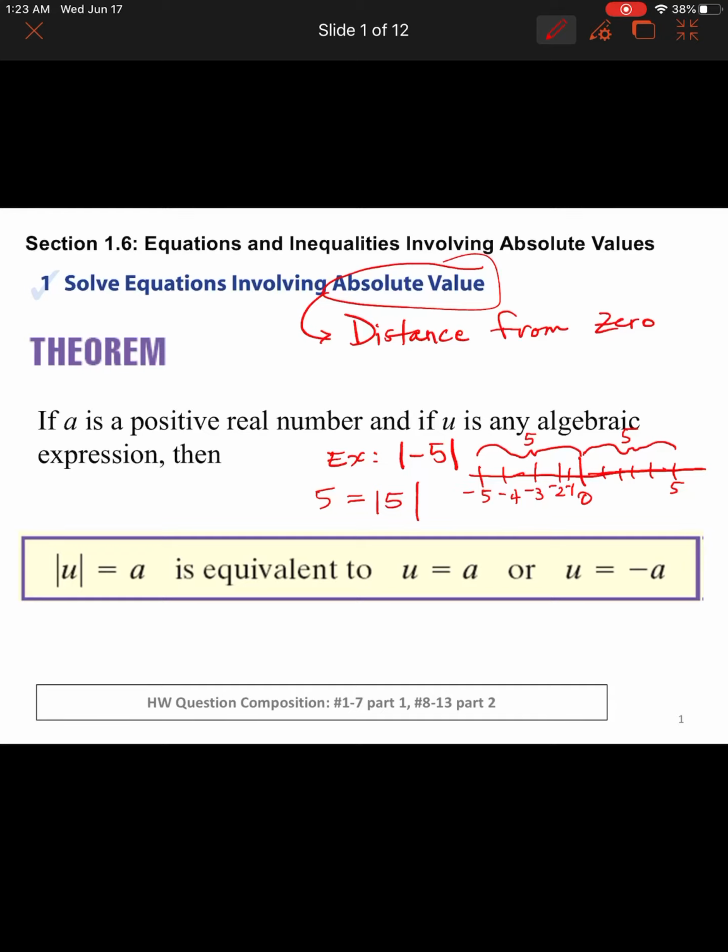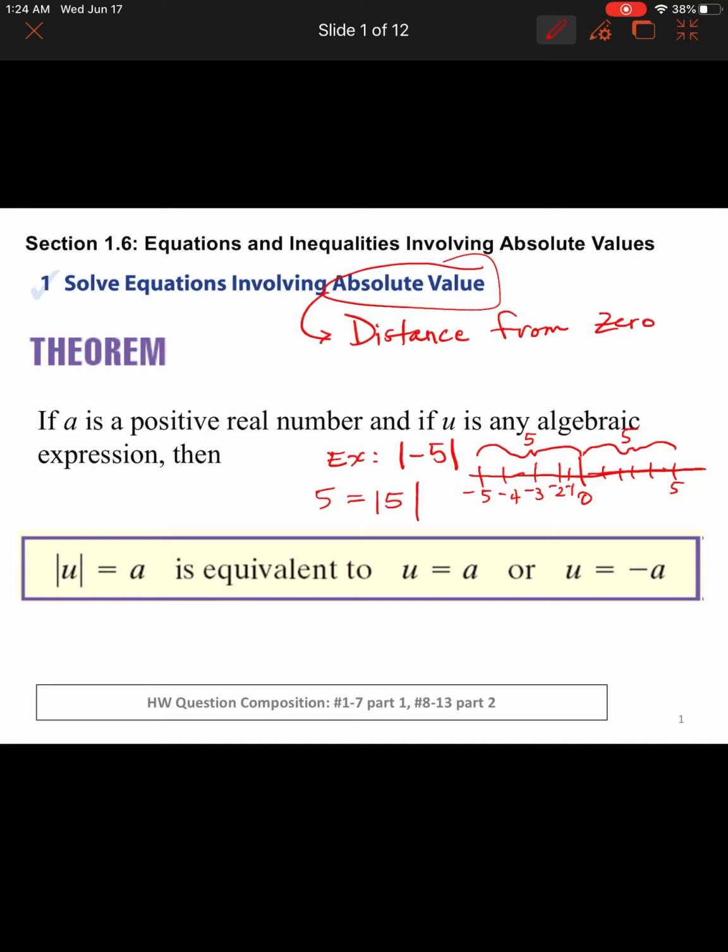measures. Alright, now let's look in this little box right below it to get a little bit more theoretical. Now it says the absolute value of u equals a is equivalent to u equal a or u equal negative a. And that's exactly what we did up top. Our u in our case, our a, which u is equal to, was negative 5.